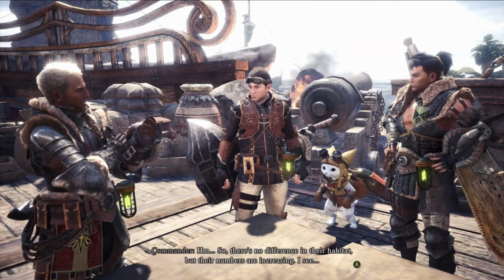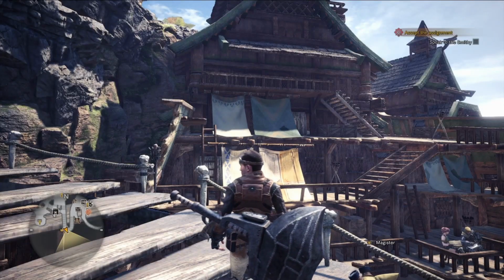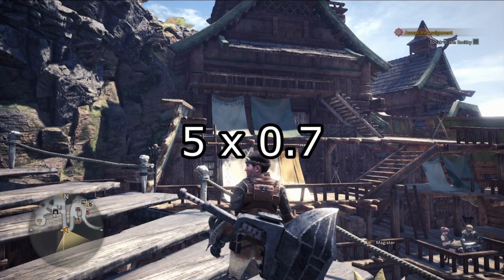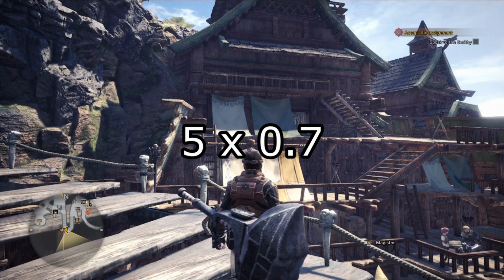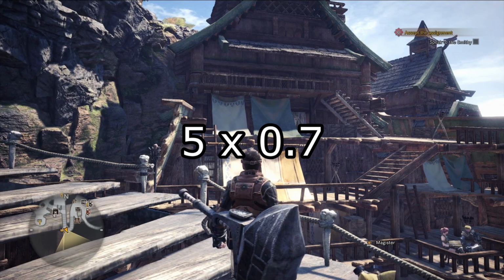Now here comes the tricky part. For this next part, let's start with an equation. Now, if this sounds intimidating, don't worry. We'll go through it step by step.